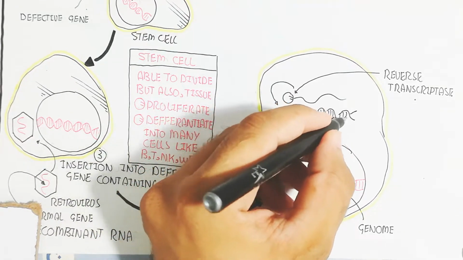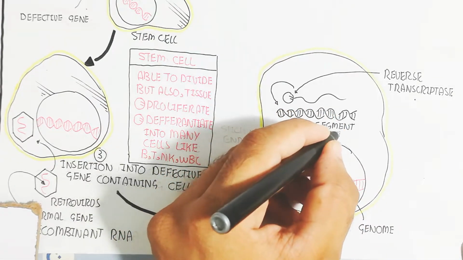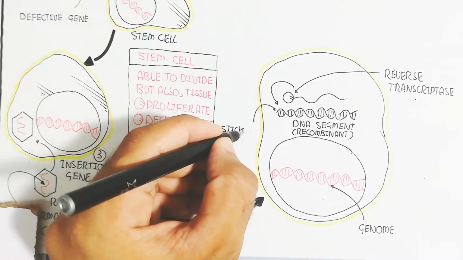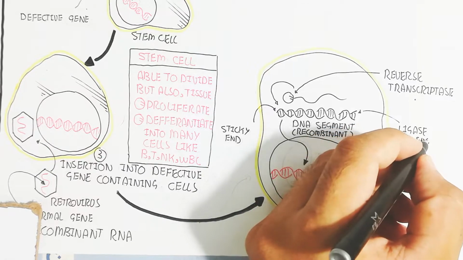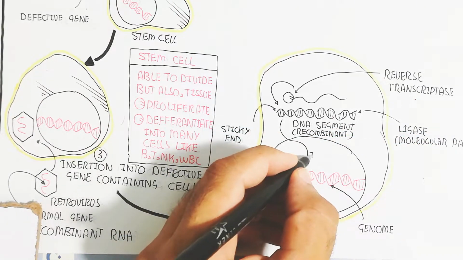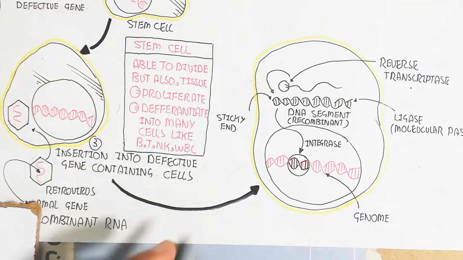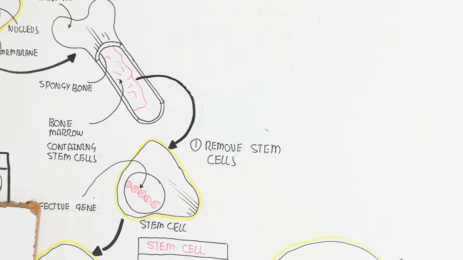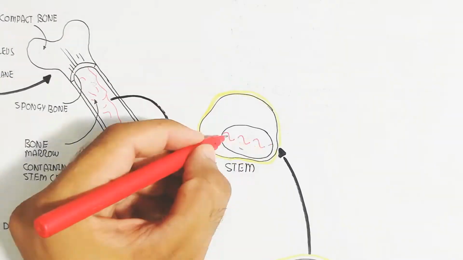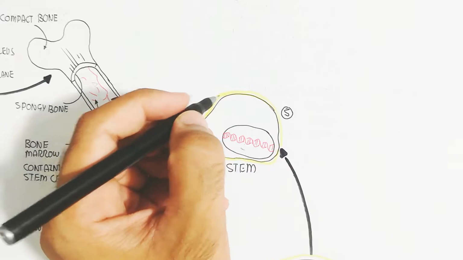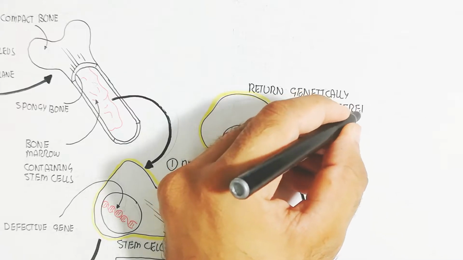So this is the mechanism. The reverse transcriptase enzyme begins the reverse transcription of RNA into DNA, and the DNA segment is recombinant. For this recombinant DNA, the ligase enzyme, the molecular paste, creates the sticky end, and the integrase enzyme, which is a part of the retrovirus, leads to integration into the genome of the stem cell in the nucleus. After this, the genetically engineered cell is returned to the patient's bone marrow.